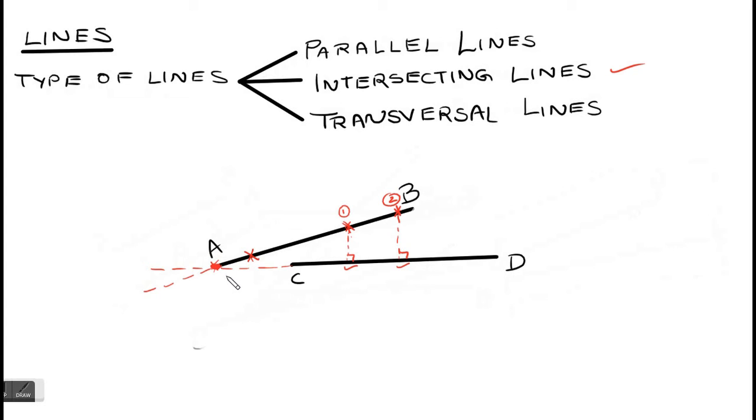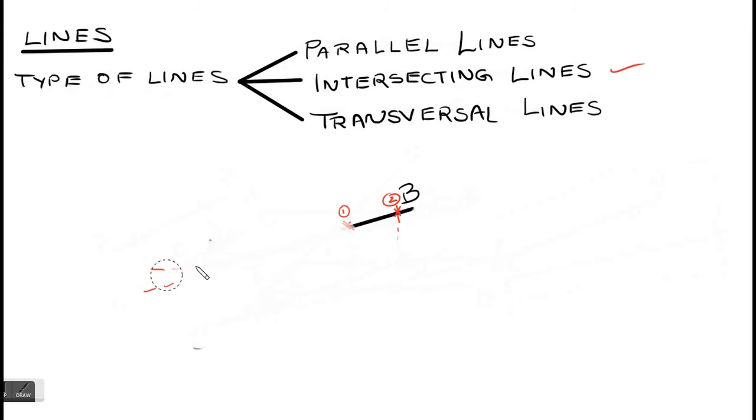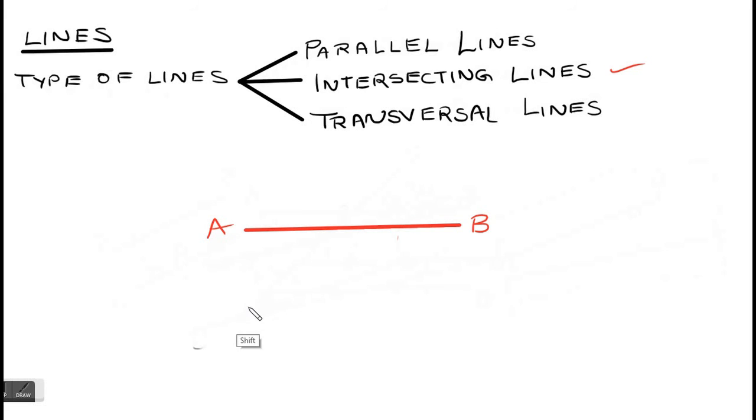So lines which share a common point are called intersecting lines. Now the third type of line is the transversal line. So I'll first tell you the definition and then we'll understand what a transversal line means. So a line which intersects two or more parallel lines in distinct points is called a transversal line. I'll show you with the help of a diagram. So let's say there are two parallel lines, AB, and then there is another parallel line CD.